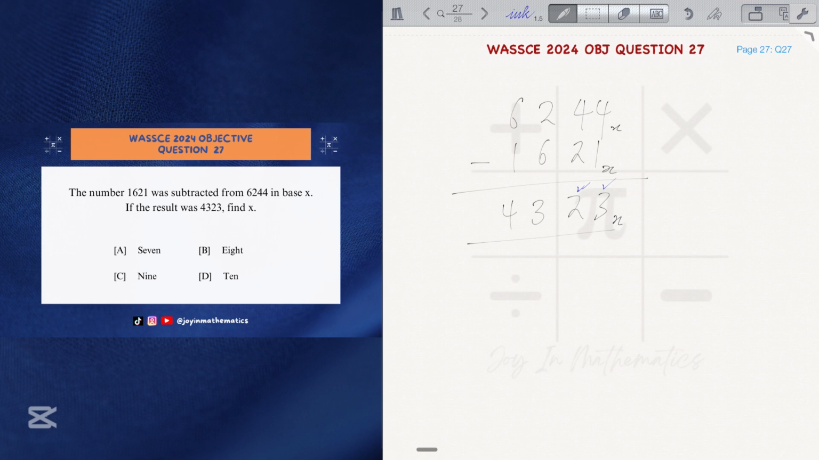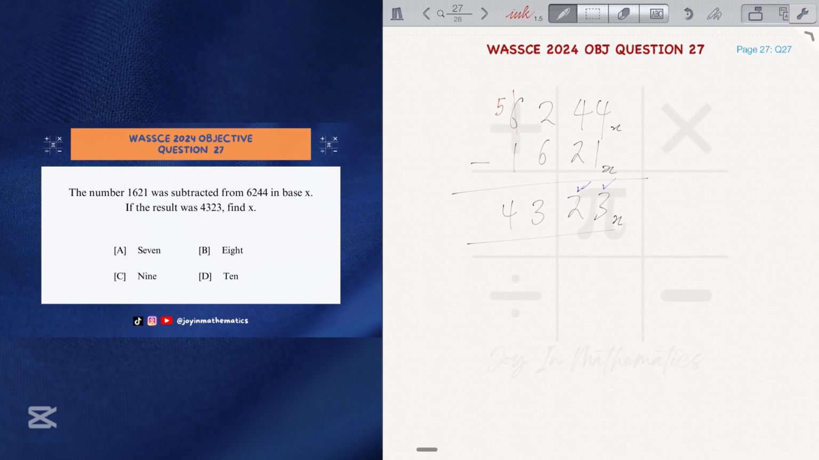Now let's move on. When we now get to this point, we have 2 minus 6, which is not possible. So then we move to 6. We have to ask for 1 from 6. So this 6 now is reduced to 5.